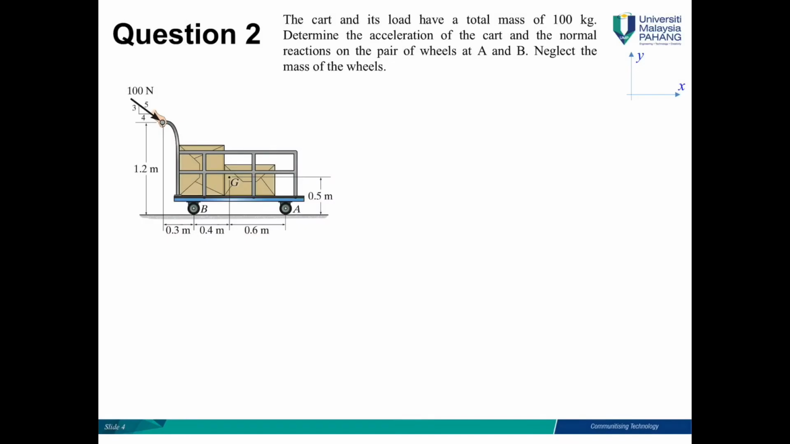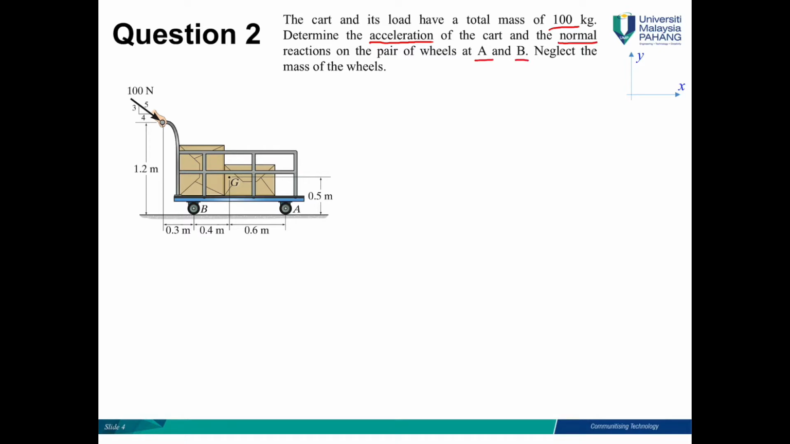Now let's look at question number 2. Now this is almost similar to the previous question. There is a card that has a mass of 100 kg, the total mass of everything on the card. Determine the acceleration. So we want to calculate what is the acceleration of the card as well as the normal forces at A and B.